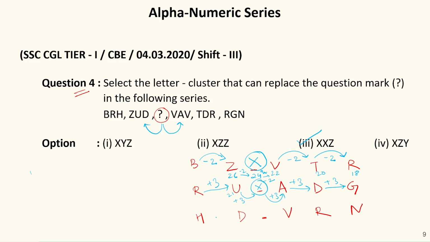But let us check. From H, if we are going to D, that means we are going back. H is positioned at 8, D is positioned at 4. So we are going 4 positions back. V is positioned at 22. R is positioned at 18. Here also we are going 4 positions back. N is positioned at 14. So here also we are going 4 positions back. So we have to go 4 positions back here.